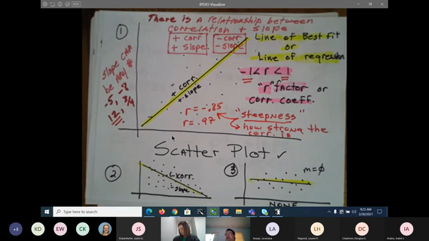That is a test question. They will give you 3 graphs, and they will say strong, moderate, and weak. And then they'll tell you to match the graph with the strength of the correlation, whether it's strong, whether it's moderate, or whether it's weak.